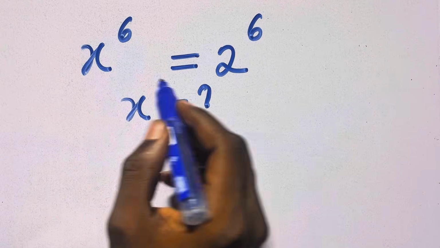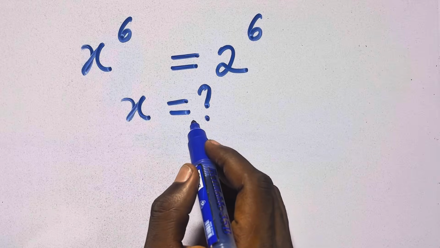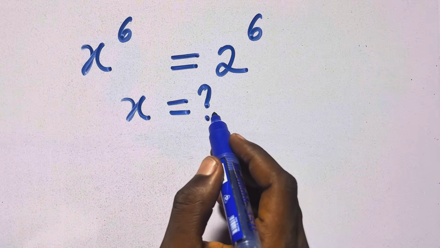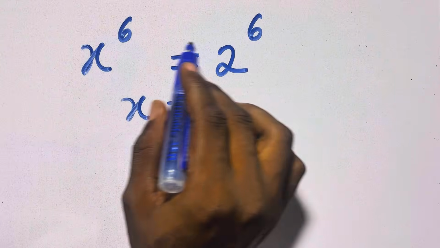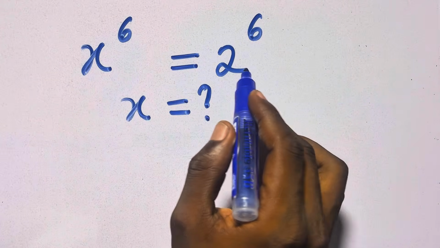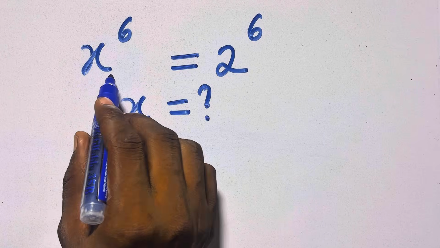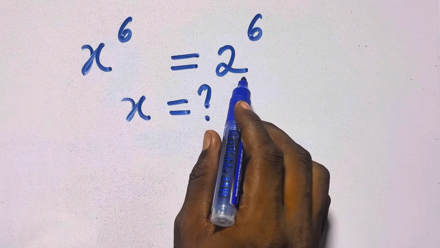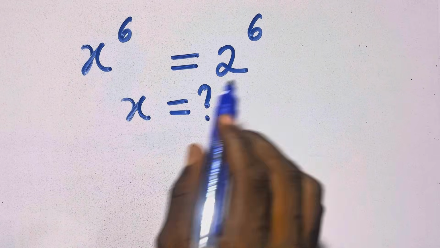Given x raised to the power 6 equals 2 raised to the power 6, we're asked to find x. I know the first thing that will come to your mind is x equals 2, because if you are going to cancel the powers, x will be equal to 2. But I'm happy to tell you that if you get x to be equal to 2 only, you may be very wrong. Or let me say you are totally wrong.